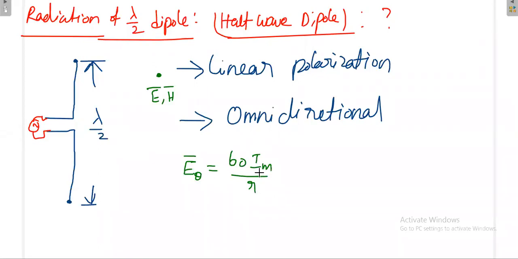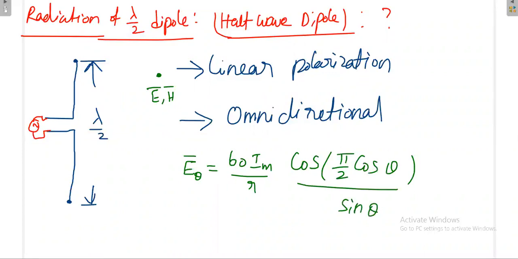Here I am putting Im. In the previous case, I put I. Here this is Im. There the current is linear, but here the current is of sinusoidal shape. For that sinusoidal, I am taking the maximum value, I max. So that's why there is some confusion between them here. Simply note down, this is simply Im. Please don't worry. So 60 Im divided by R, and again cos(pi/2 cos theta) divided by sin theta.